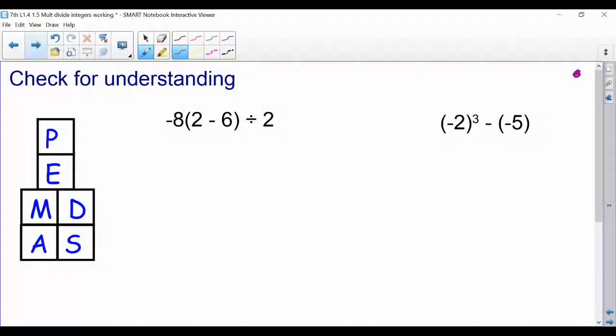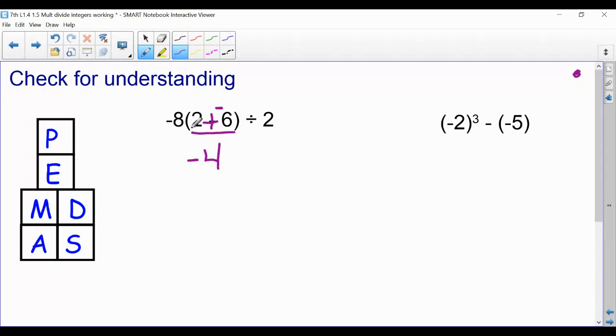Okay, let's take a look at the answers for these two problems. First one is -8 times the difference of 2 minus 6 divided by 2. Looking at our orders of operations, the first thing we need to do is parentheses, which we do have right here. 2 minus 6. We're going to add a line, change the sign, so it is 2 plus -6. Different signs, find the difference, so 6 minus 2 is 4. Answer gets the sign of the larger value, so we have a -4.